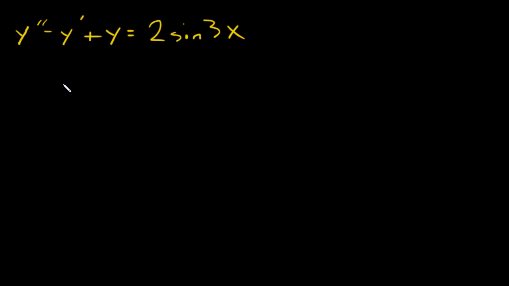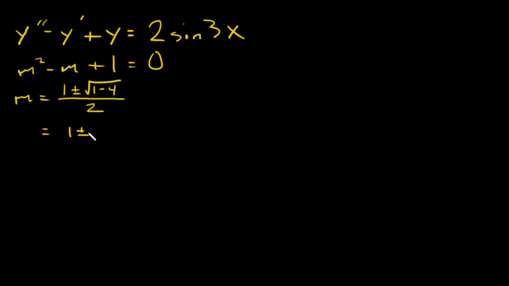Alrighty, so first thing we're going to do is solve for the homogeneous portion. So in that case, we're going to get m squared minus m plus 1 equals 0 for our auxiliary. And so that's going to be, b squared minus 4ac is definitely going to be imaginary. So let's say we're going to get m equals 1, that's the negative b, plus or minus root of b squared minus 4 times 1 times 1, which is going to be negative 3. Hope I did that right. Yeah, that looks right, over 2. Okay, so it's going to equal 1 plus or minus root 3 i over 2.